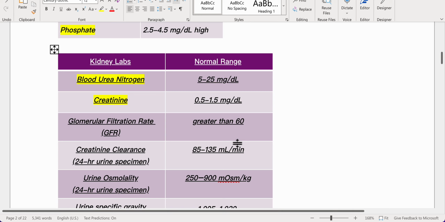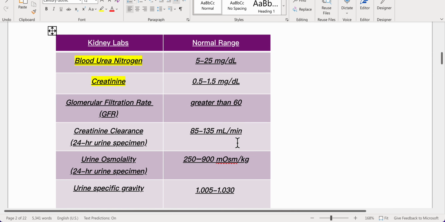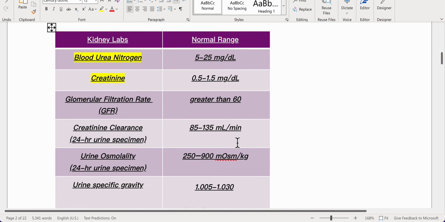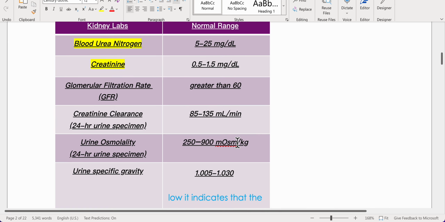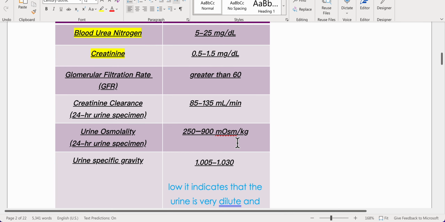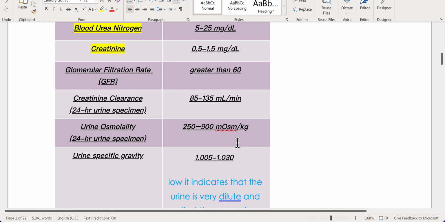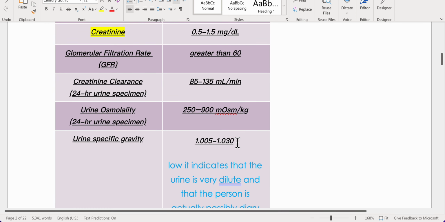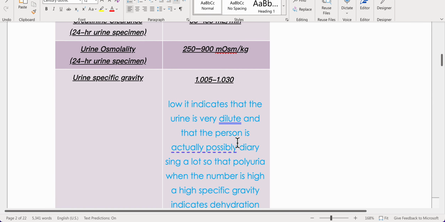Kidney labs, normal range. Blood urea nitrogen: 5 to 25 mg/dL. Creatinine: 0.5 to 1.5 mg/dL. Glomerular filtration rate, GFR: greater than 60. Creatinine clearance, 24-hour urine specimen: 85 to 135 ml/min. Urine osmolality, 24-hour urine specimen: 250 to 900 mOsm/kg.